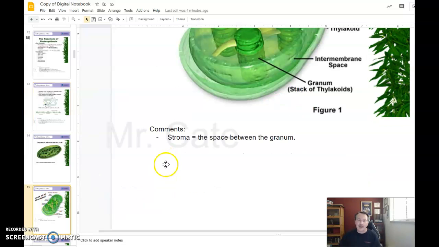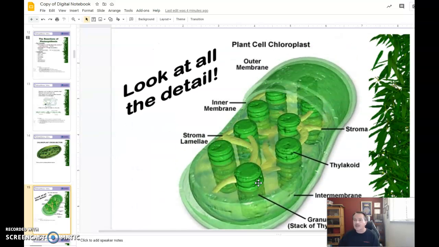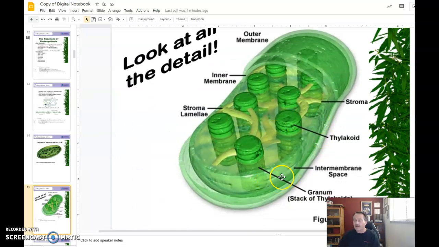So this is on page 15. I skipped 14, and it's just a cross section of a chloroplast itself. This is a little bit more detail. This gives you where the stroma is, which is all the space between all of these granum, which are the stacks of green pancakes here, which are called thylakoids. And then these little bridges here are the stroma lamellae, which basically move the sugar water after it's done being processed into sugars.